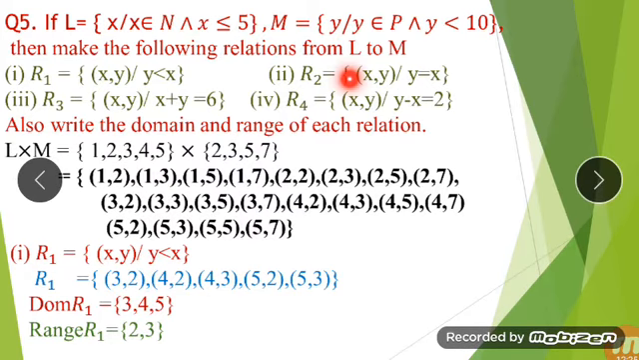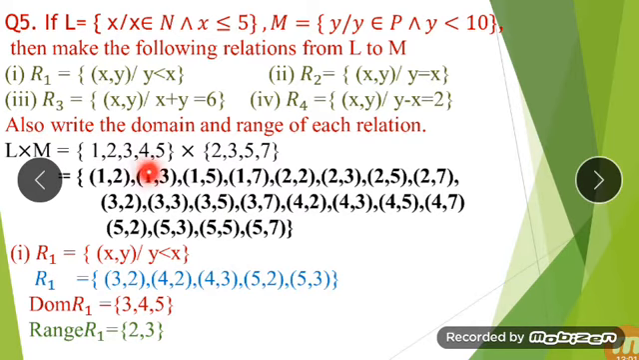Now we are going to make the relation from L to M. Here you can observe that the relation is given, meaning it is given what type of relation you are going to make. Fine. So first of all, we have to find the Cartesian product of both the sets. 1 with 2, 1 with 3, 1 with 5, 1 with 7, 2 with 2, 2 with 3, 2 with 5, 2 with 7, then 3 with 2, 3 with 3, 3 with 5 and 3 with 7, 4 with 2, 4 with 3, 4 with 5 and 4 with 7, 5 with 2, 5 with 3, 5 with 5 and 5 with 7.